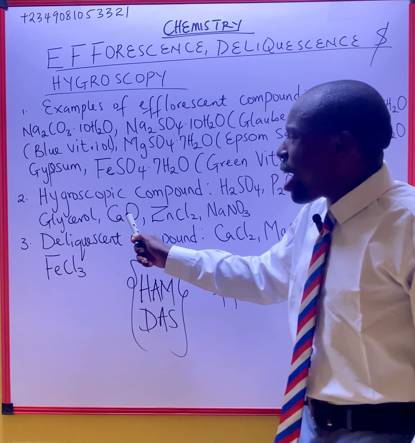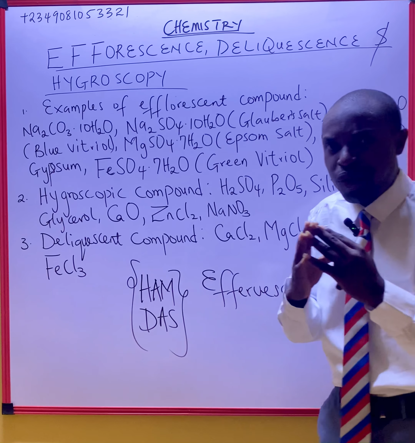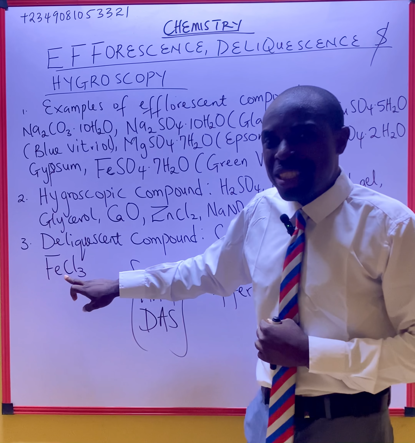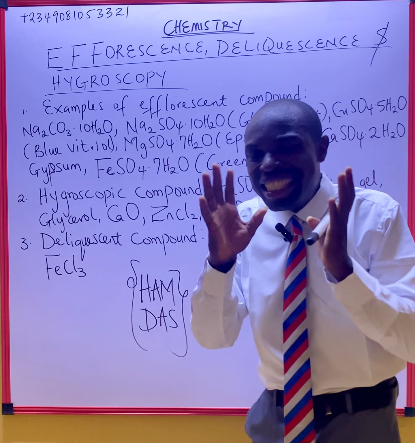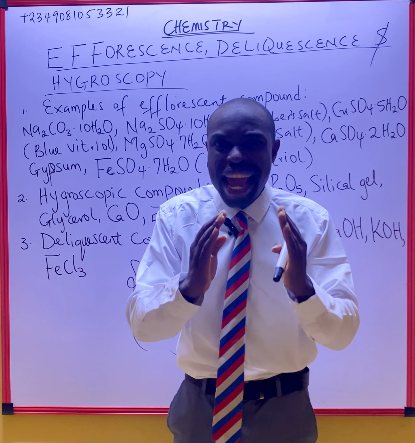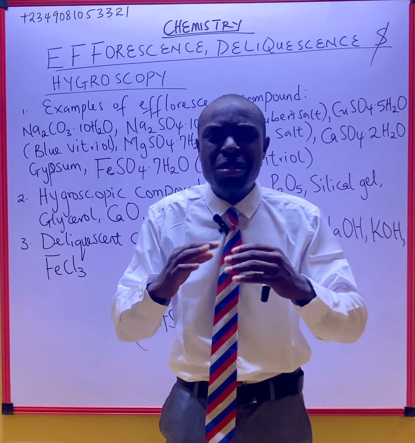Now, examples of deliquescent compounds are, take note, compounds that form a solution when exposed to the atmosphere. Examples are calcium chloride, magnesium chloride, sodium hydroxide, potassium hydroxide, and lastly, iron trichloride. Take note of these examples as they are very common in exams, in WAEC, NECO, JAMB, IGCSE exams, and other levels.